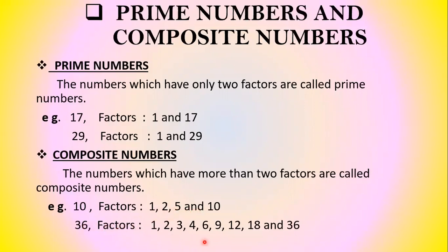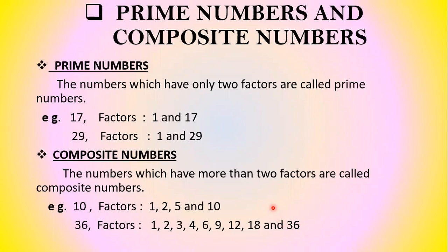Now see 36. 36, 1 into 36. 2 18s are 36. 3 12s are 36. 4 9s are 36. And also 6 6s are 36. There are many factors: 1, 2, 3, 4, 6, 9, 12, 18, 36. These are all the factors of 36. In both these cases, these numbers are having more than two factors. Such numbers which have more than two factors are called composite numbers.